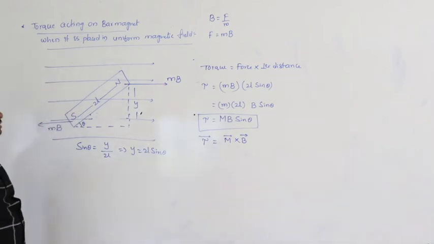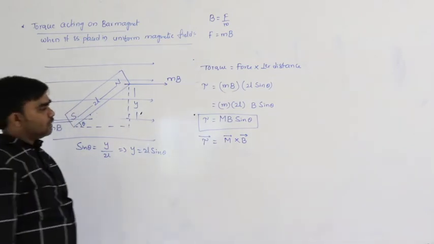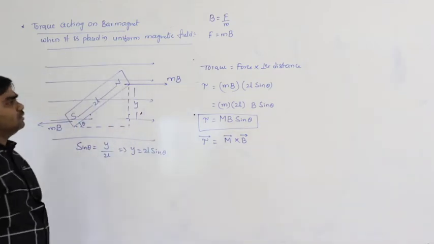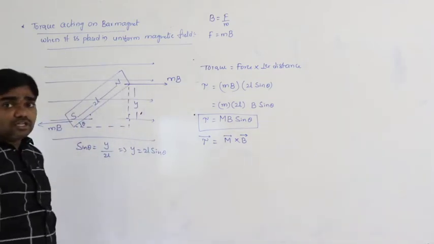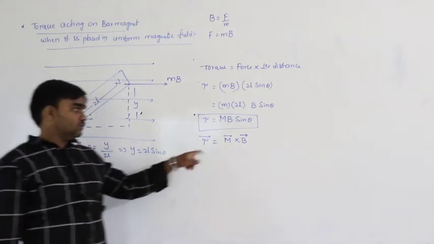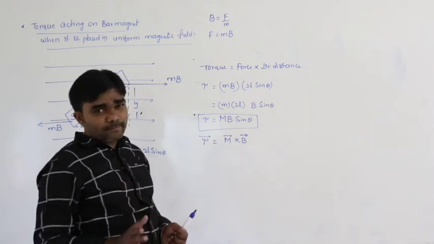Tau bar can be written as m bar cross b bar, so the magnitude is mb sin theta. How can you find out the direction of the torque? That is the concept here. The direction of the torque is found from the cross product of m bar and b bar.